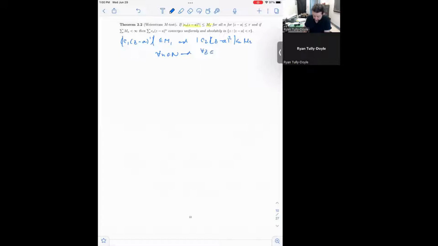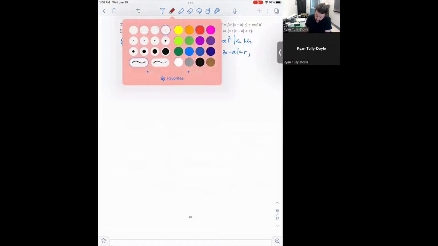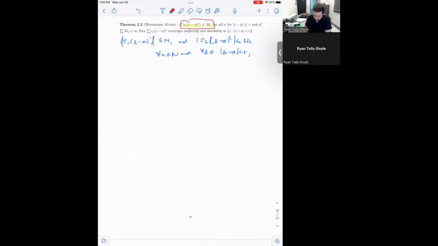And for all z inside this disk, so that |z minus a| is less than r, right? So the idea here is each individual term is bounded by some number. And then if those bounds themselves add up as a series, then the original power series converges uniformly and absolutely on that disk. So the M-test says that if every term is individually bounded for all z's inside of some set, and if that series of bounds adds up, so now we can just use regular old convergence of numbers here, then the original power series converges uniformly and absolutely as a series of functions on the disk. So it's a very powerful result.